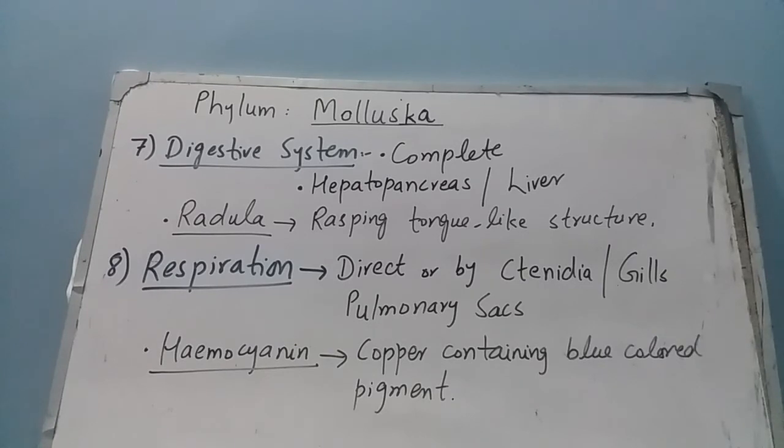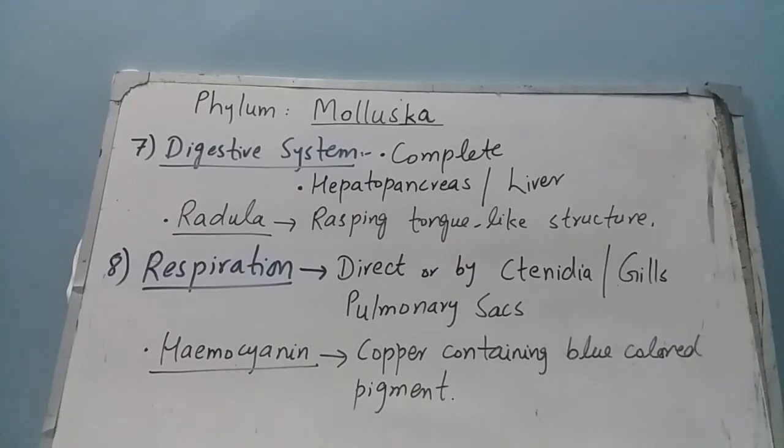Respiration. Respiration in mollusks may be direct or may occur with the help of ctenidia or gills. In aquatic mollusks, the respiratory organ is ctenidia, also known as gills, while the mollusks on land respire through pulmonary sacs. Besides this, the mantle cavity also helps in the exchange of gases.